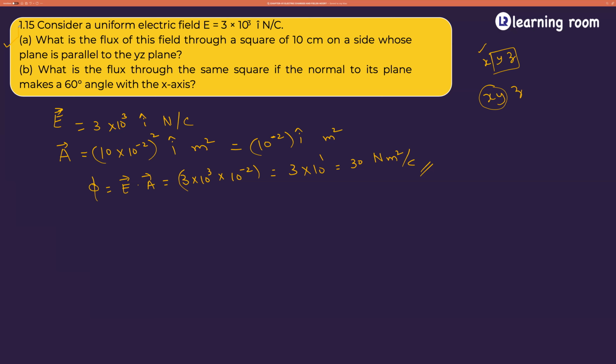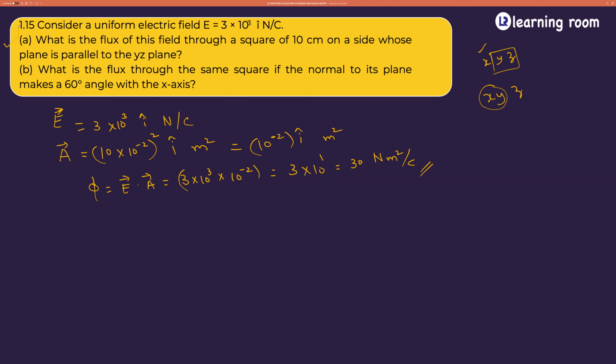Why 90 minus 60? See, this is the electric field, okay? And this is how the normal is. Normal makes, what is it? Square. If the normal to its plane makes an angle of 60 degrees, okay, tell me. Why? Okay.